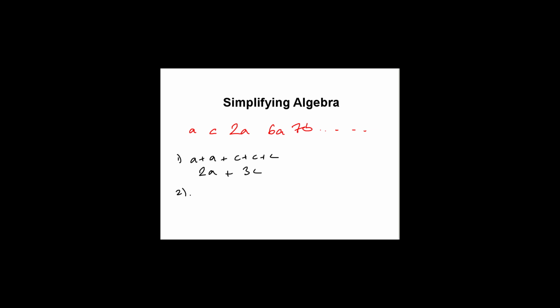Question 2. Let's say A plus B plus A minus A plus B. Okay, so here we got A. So A plus A is 2A, minus A is A again. And then you got the B's here. B plus B, that's 2B. So that's your answer.